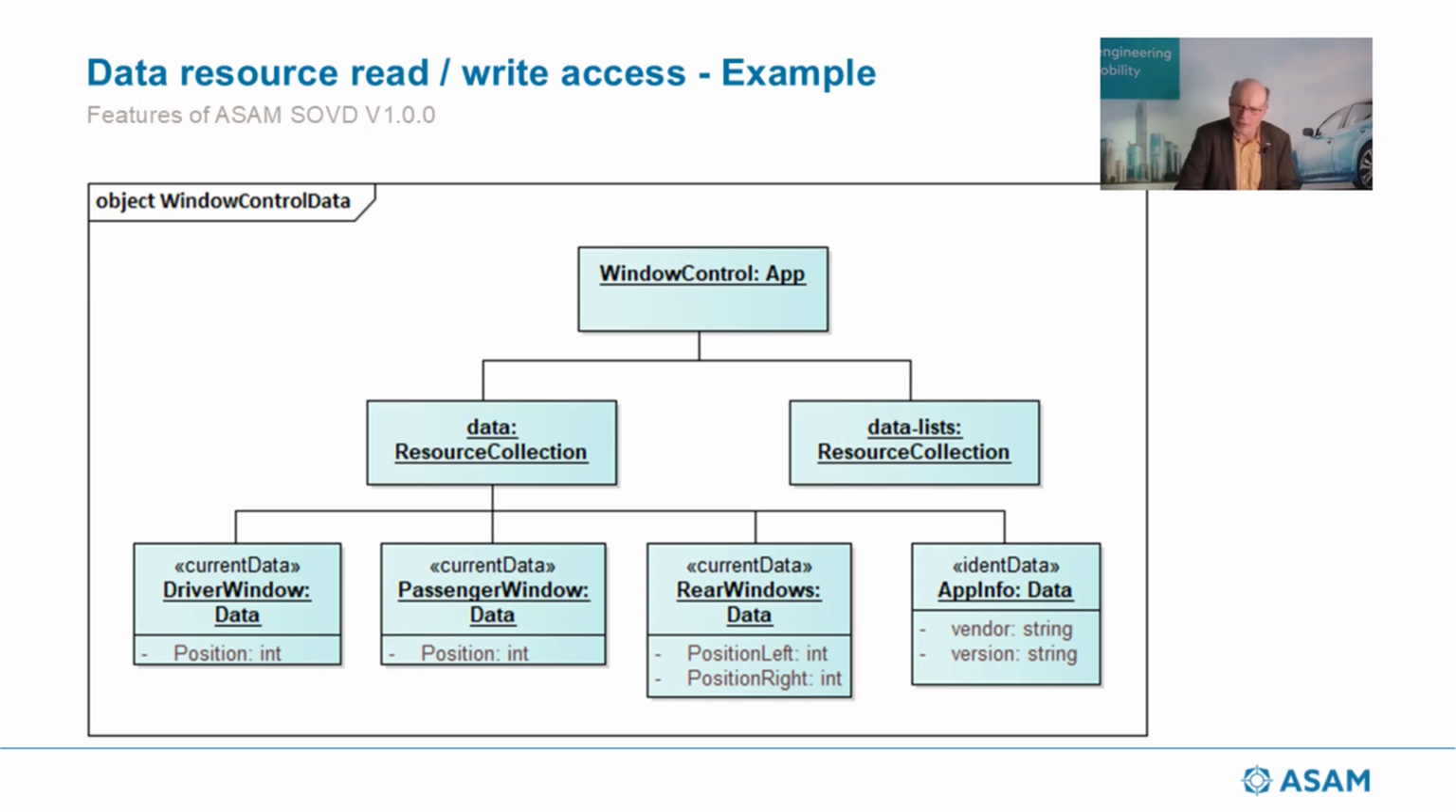And in rear window data I have a struct which has position left and position right. Of course you have the possibility to say, oh no, in my car it should be presented as 4 resources. The next one says, no, in my car it should be presented as 2 resources, one for the front with a struct for left and right, and one for the rear with a position left and right.